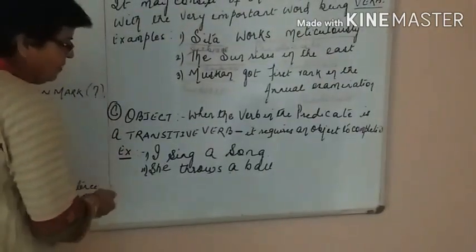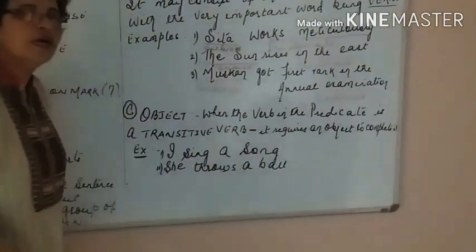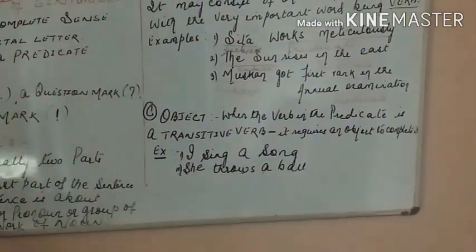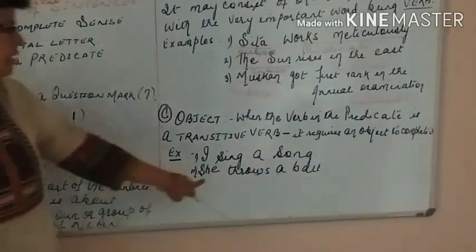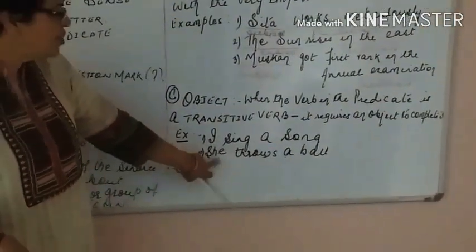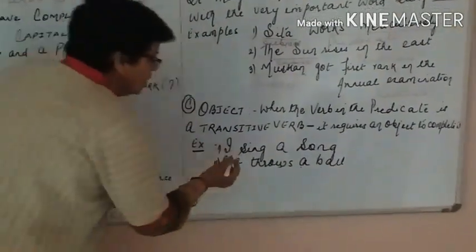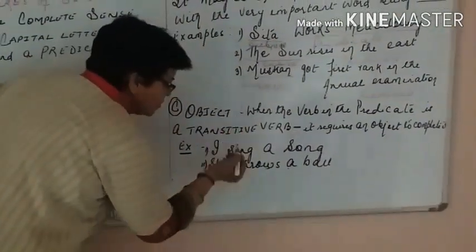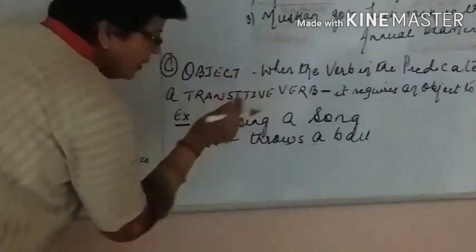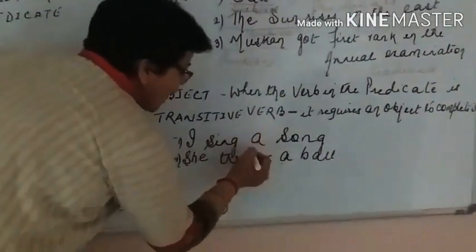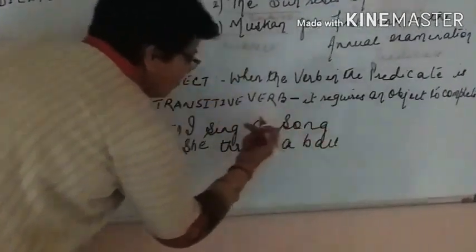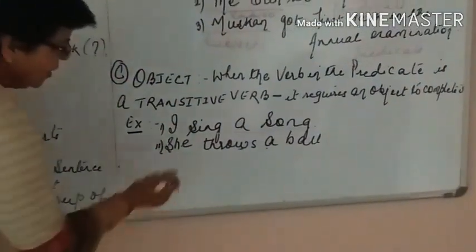So your example is, I sing a song. It gives you a complete sense. Similarly, the second sentence, she throws a ball. I'll explain. I is the subject. Sing is a verb. It is incomplete. The moment we add a song, it becomes complete.